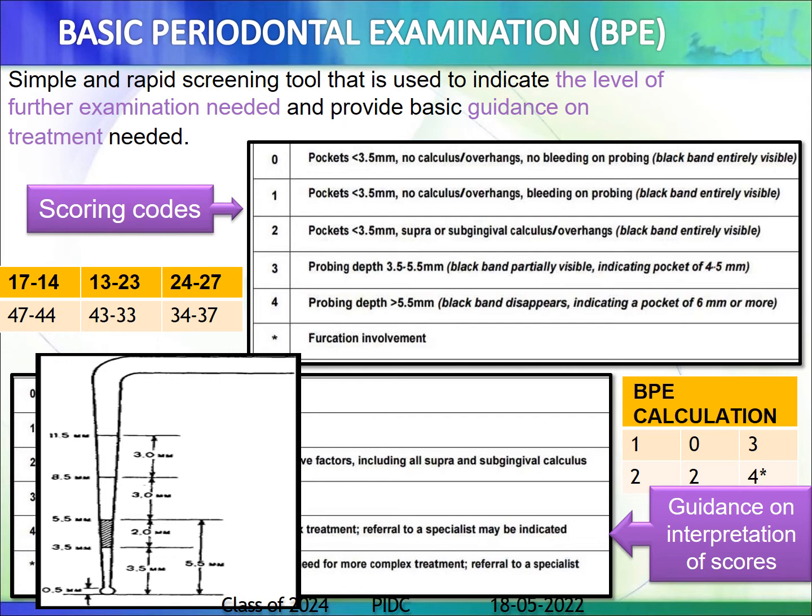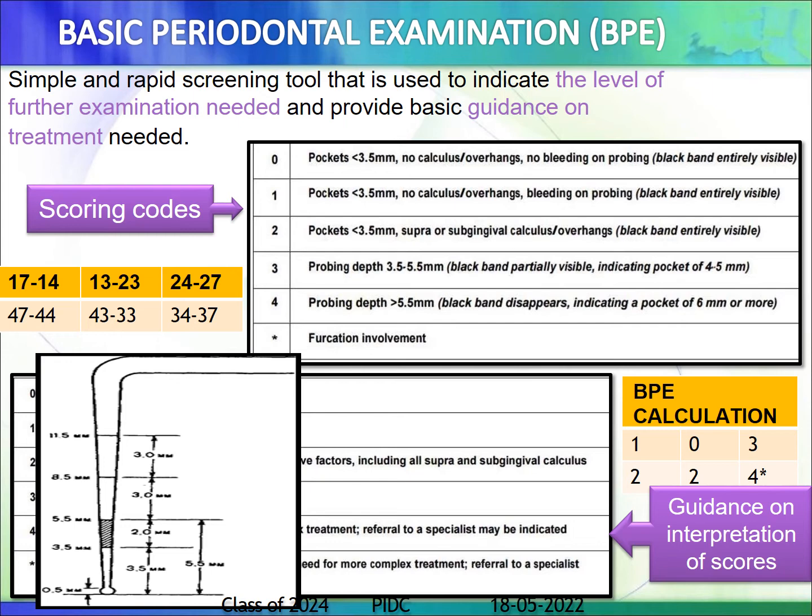So based on this, we do have certain criteria or scoring codes, how it is being transferred to the papers, how disease is being transferred in terms of letters to the papers. So when the patient comes and when you start your BPE, you're going to divide the entire dentition into six sextants, starting from 17 to 14, then tooth number 13 to 23, 24 to 27, 34 to 37, 43 to 33, and 47 to 44.